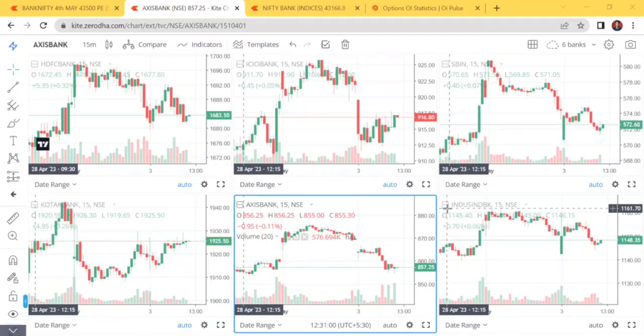Okay? So looking at this, 25 basis points probably is digested. What is going to happen ahead, the commentary, nobody knows.